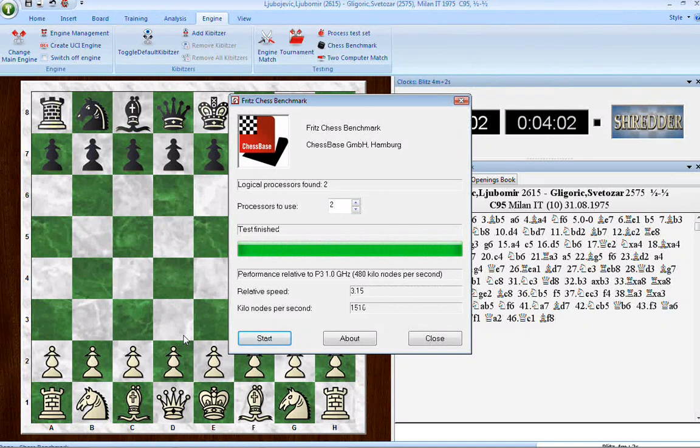Yep, didn't make a lick of difference. Those couple things that were running in the background really weren't using very much in the way of resources. So again, I still have the same relative speed and the same kilonodes per second. What's killing the performance of Fritz on this computer right now is the fact that I'm running video capture software.